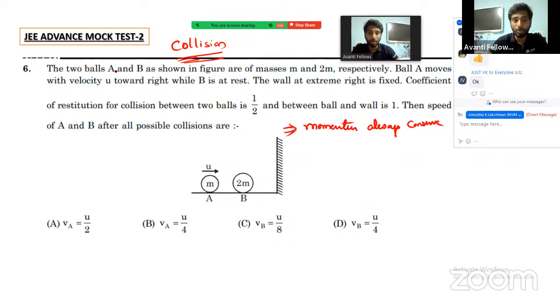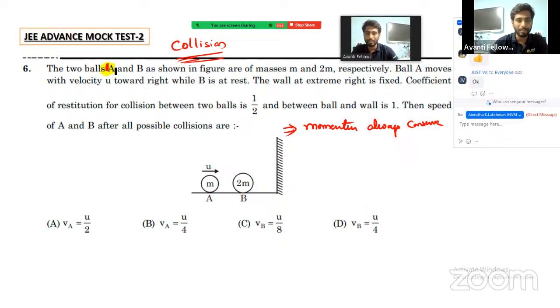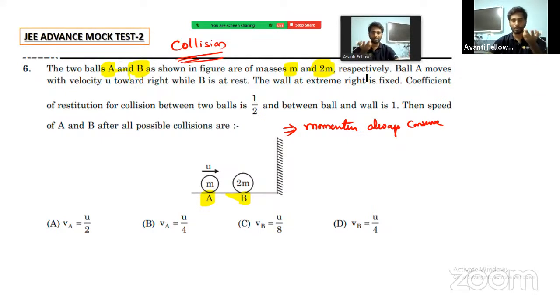Read the question. Two balls A and B, as shown in the figure. You can see these two balls here. The masses are M and 2M respectively: one is M, another is twice that mass, 2M. Ball A moves with a velocity U towards the right, towards the 2M mass. Ball B is at rest, which means its velocity is 0.